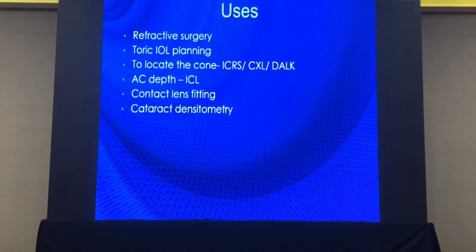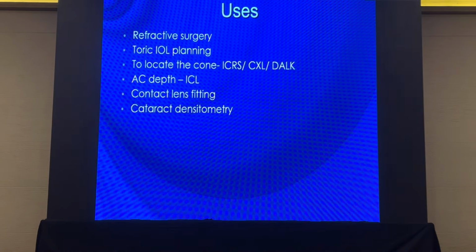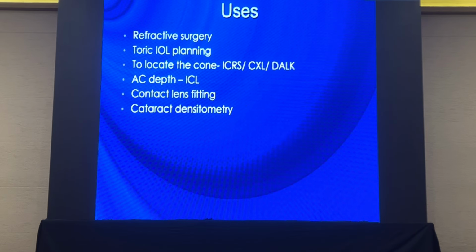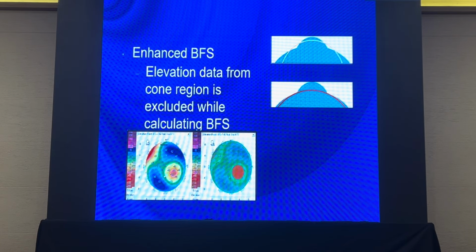Then you have the anterior float, then you have the posterior float as well as the corneal thickness map. This is very useful in refractive surgery. I think I'll not go into those details.